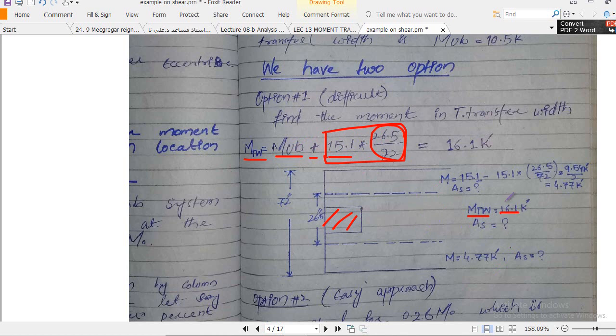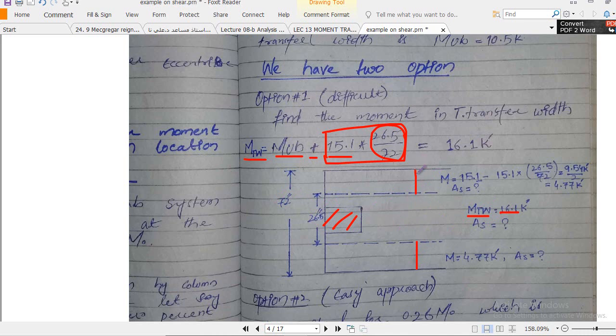Now you will design the reinforcement for 16.1, but you have to provide that number of bars or area of steel within this zone, right? And the rest of the zone, which is this one, you have to subtract this 26.72. You got the width of these two zones.